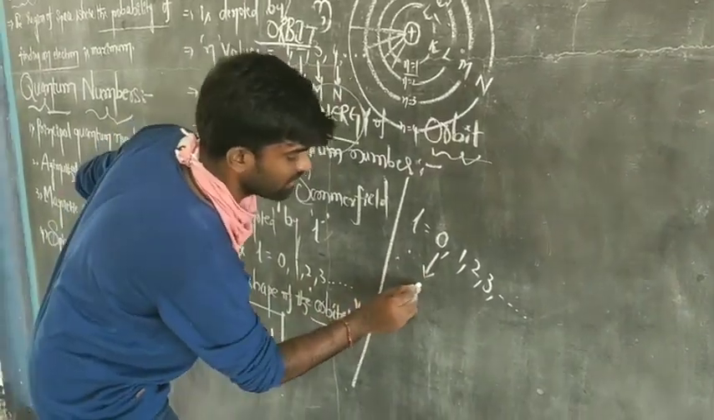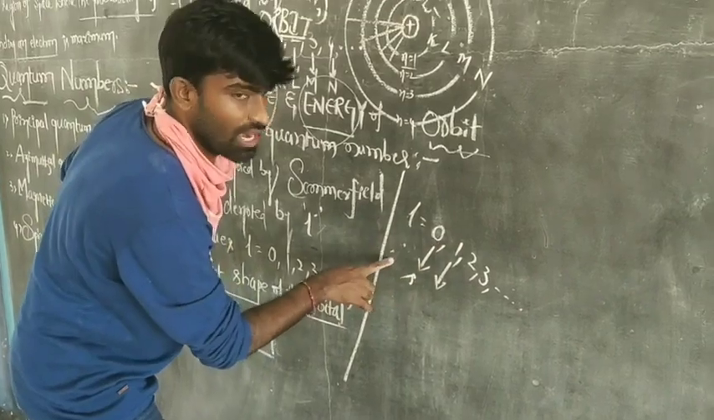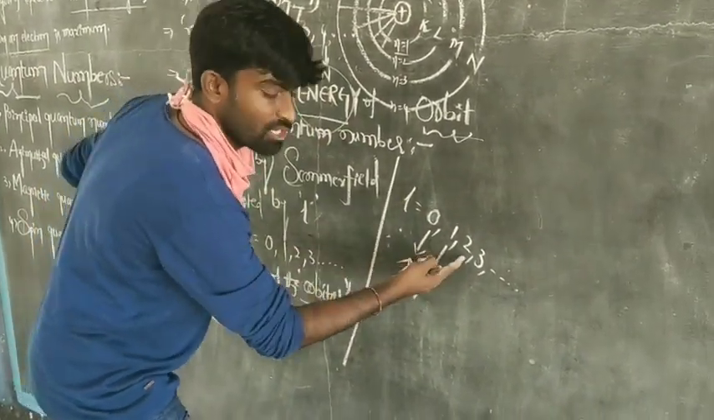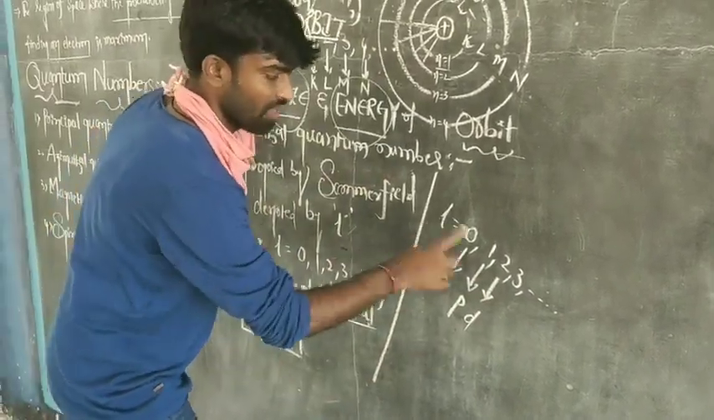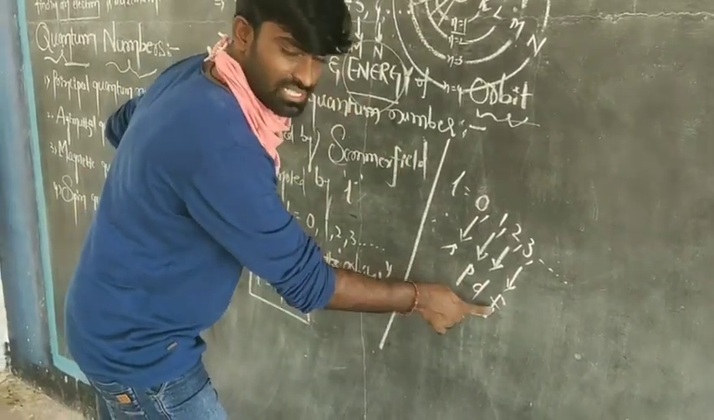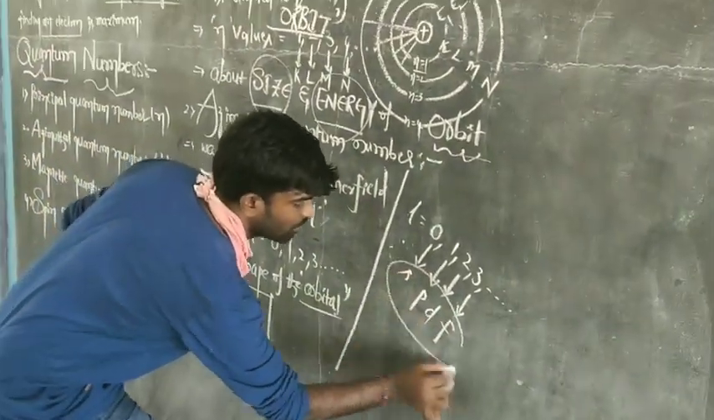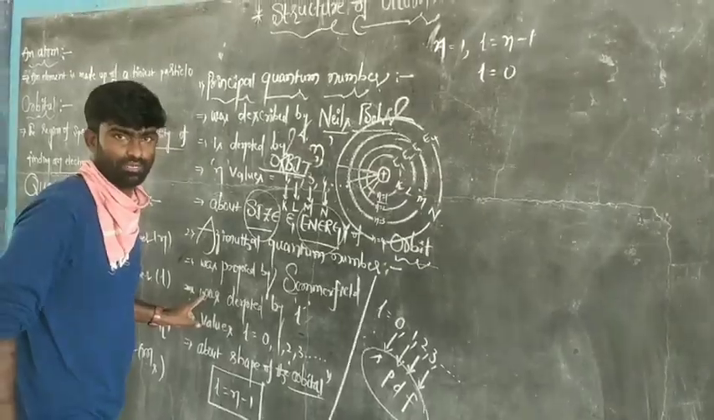Here 0 is nothing but the s orbital. If l equals 1, then the given orbital is p. If l equals 2, then the given orbital is d. If l equals 3, then the given orbital is f. So the azimuthal quantum number explains the shapes of the orbitals.